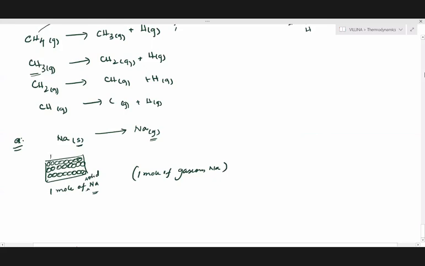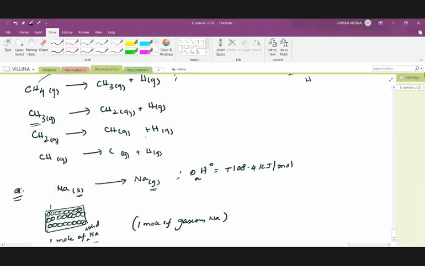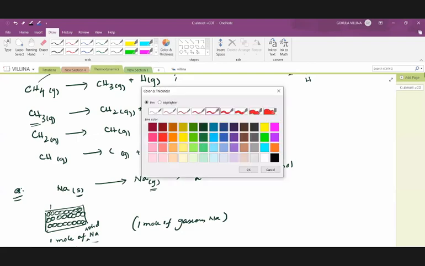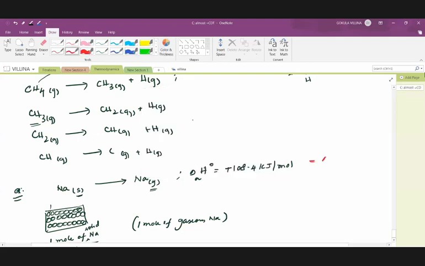Or simply, solid to gas conversion is called sublimation. And here in the solid state, all the sodiums are bonded via metallic bond, right? So we are breaking that down. So in this case, whatever the enthalpy of atomization that we have is equal to plus 108.4 kilojoule per mole. So in this example, again, it can be treated as enthalpy of sublimation, delta H naught sublimation, because they are in their standard state.